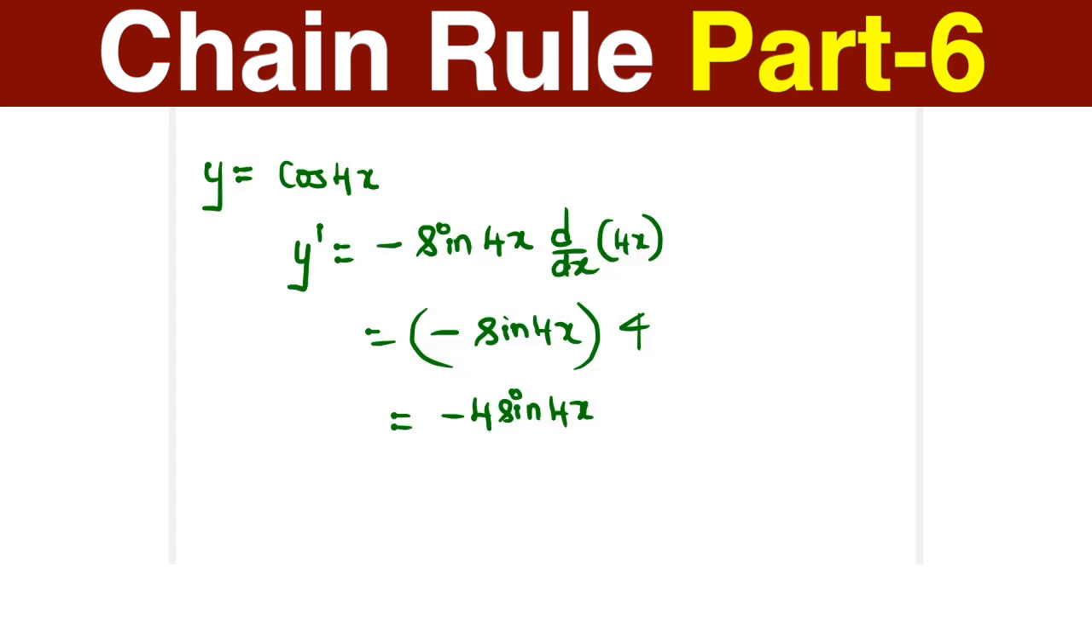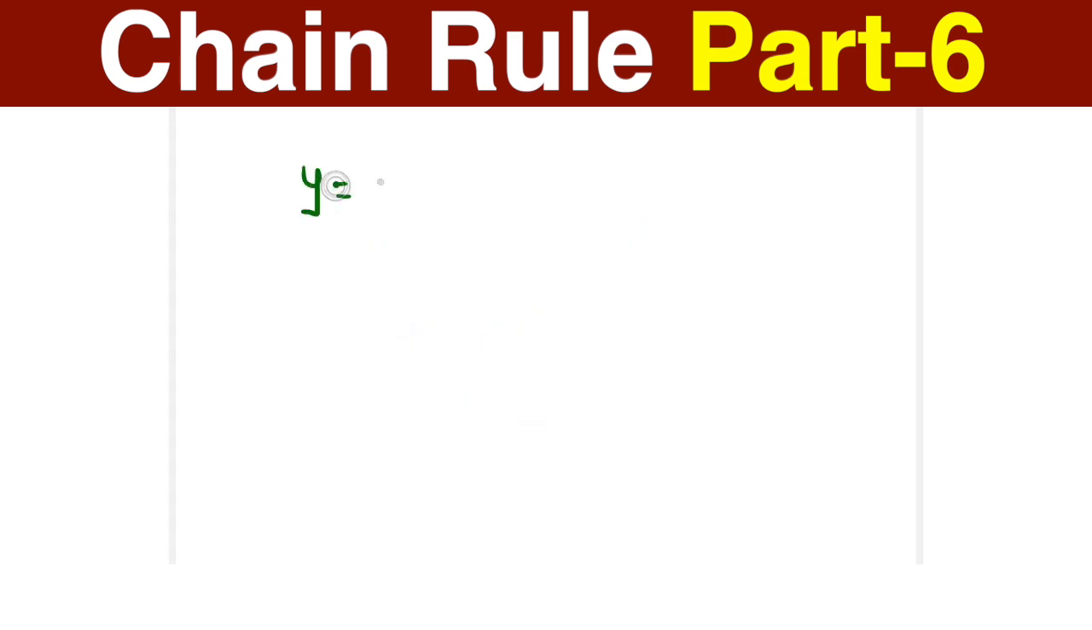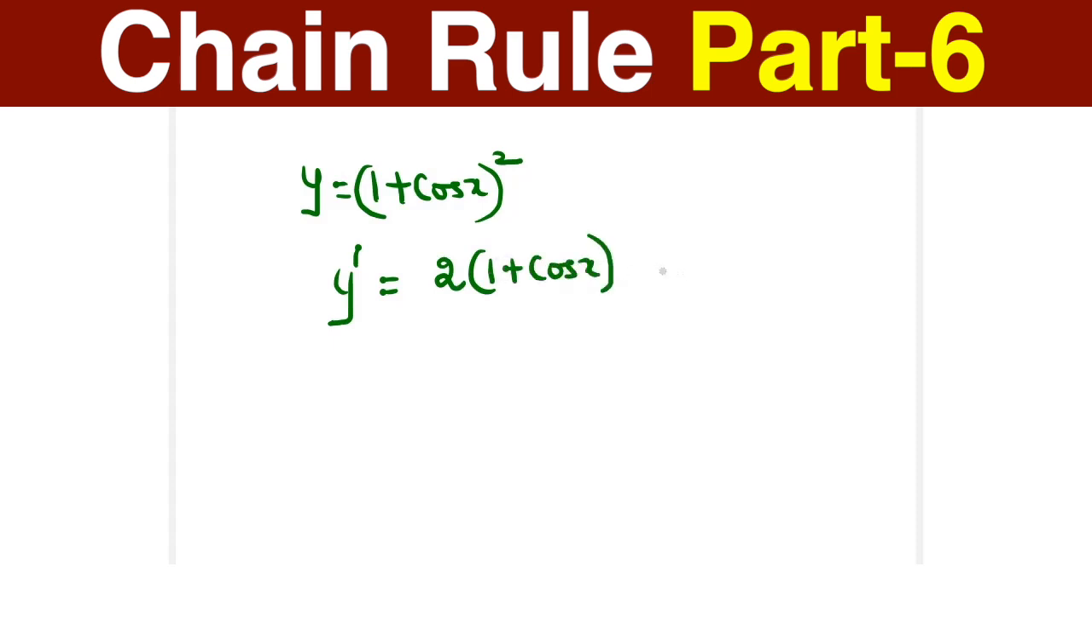Let's try to do one more example. Y is equal to 1 plus cos x the whole squared. Now look at this. 1 plus cos x, I'm going to treat this as t. So y dash becomes a differentiation of t square, which is 2t. So my t is 1 plus cos x. Then a d by dx of 1 plus cos x.